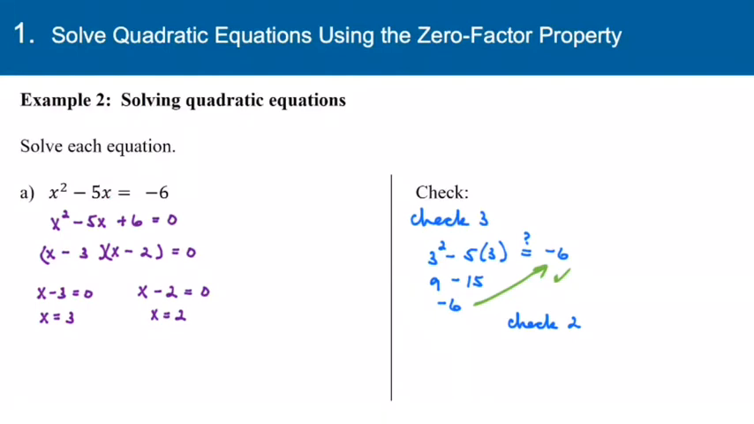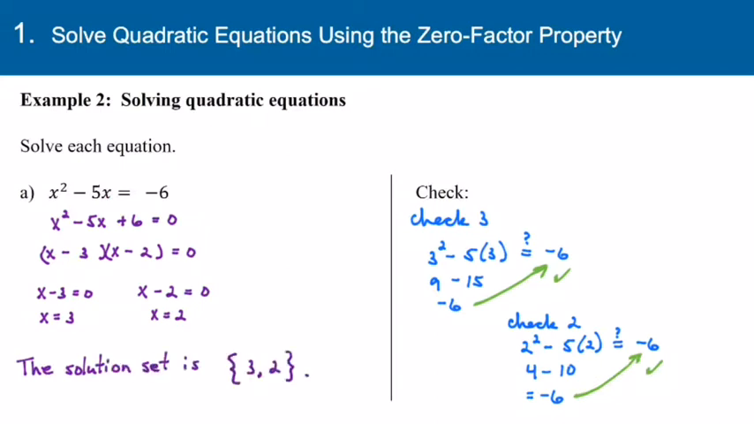Plugging in the 2, we get 2 squared minus 5 times 2. Well, 2 squared is 4, and 5 times 2 is 10, so 4 minus 10 is negative 6, and that's also a match. And so our final solution set is 3 and 2. And remember that we said it does not matter which order you list the solutions in.